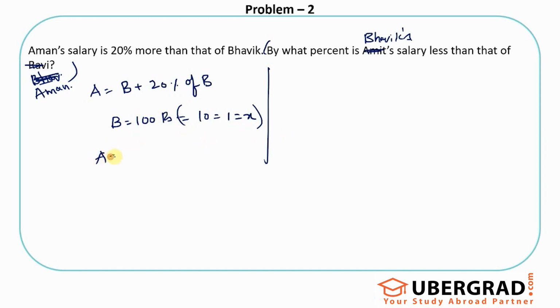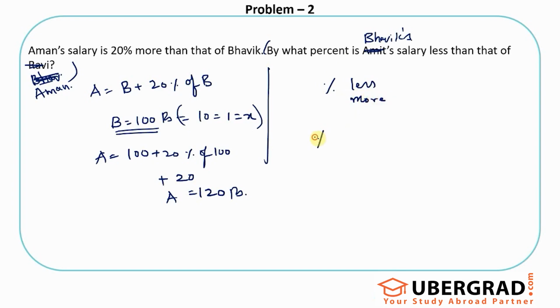So what is A? 100 plus 20% of 100. The reason why I take 100 is because of this. 20% of 100 will be simply 20. 100 plus 20 is 120. So now I know that if Bhavik's salary is 100, Aman's salary is 120, right? That's clear. Now what is the question asking? By what percent is Bhavik's salary less than that of Aman? See, whenever it's asking for percentage less or percentage more, this is similar to what we did earlier in percentage change, right? Final value minus initial value by initial value into 100. This is the formula that I need to apply to get this done.